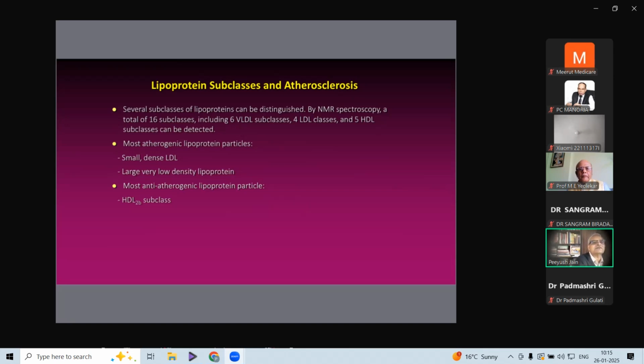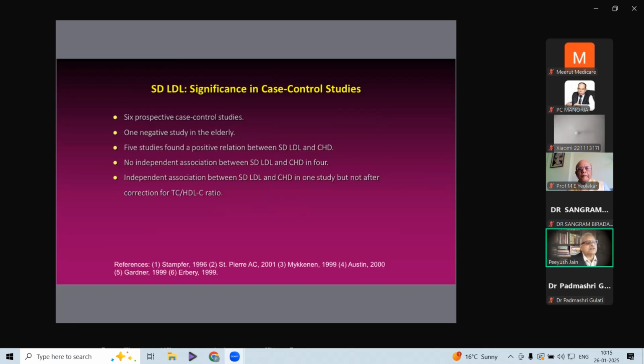Let us see first. In case control studies, as one can see in this slide, there have been 6 prospective case control studies; 1 was a negative study and 5 studies were positive, but there was no independent association between small dense LDL and coronary heart disease in 4. This independent association between small dense LDL and coronary heart disease was found in 1 study, but not after correction for total cholesterol to HDL-C ratio.